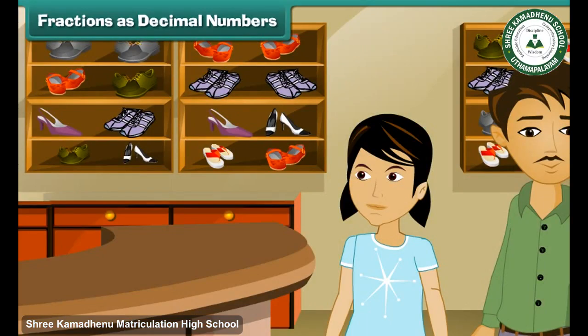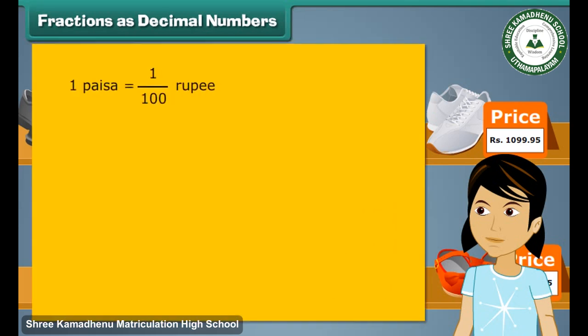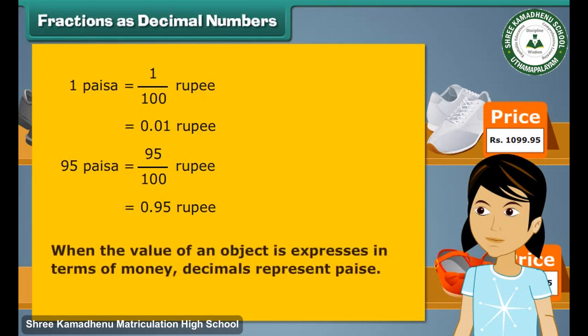Arpita went with her father to buy her school shoes. Prices of footwear in the store were expressed as decimal numbers. She wondered what the decimals in the prices meant. 100 paise make 1 rupee. In other words, 1 paisa is 1/100th of a rupee. It can also be written as 0.01 rupee. Therefore, 95 paise form 95/100th of a rupee. We can express 95 paise as 0.95 rupee. Therefore, the decimals in the footwear prices stood for paise. When the value of an object is expressed in terms of money, the decimal represents paise.